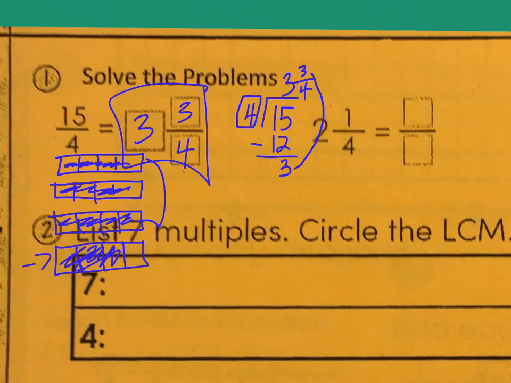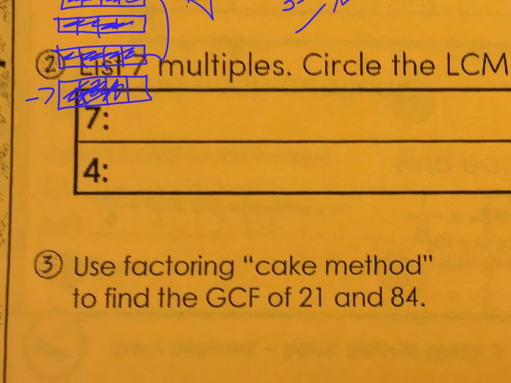Okay, so let's change this mixed number into an improper fraction. So 2 times 4 plus 1, which is 9. And we just take this number and move it on over, that denominator, it's the same thing. So pretty simple there.